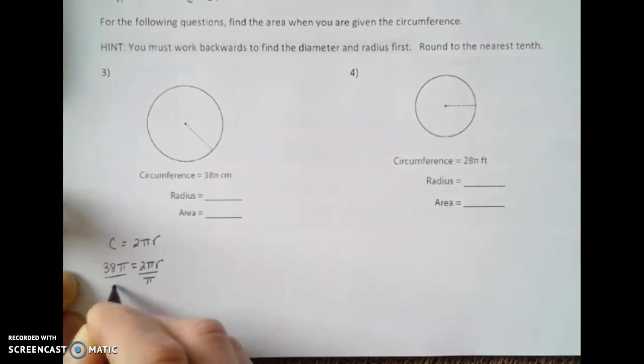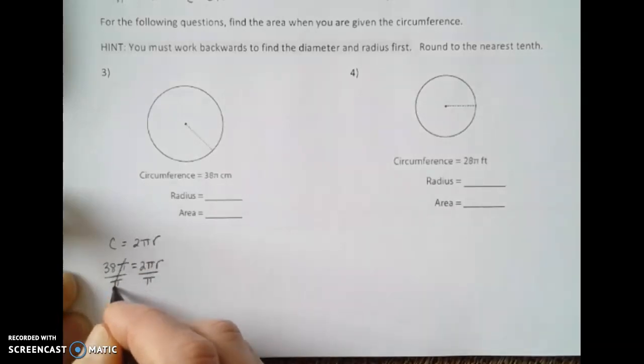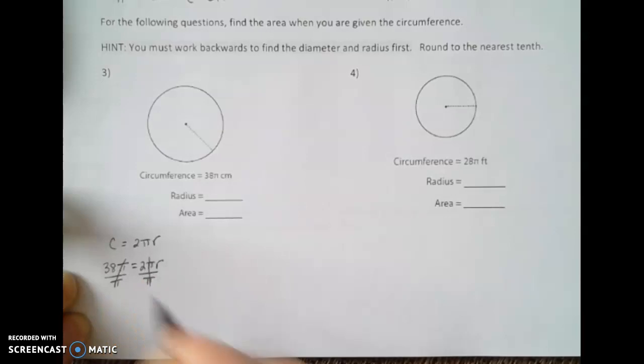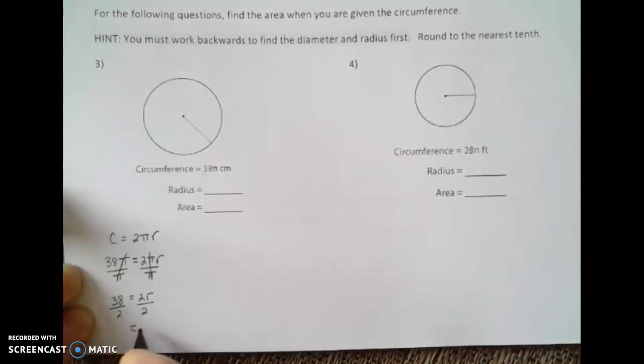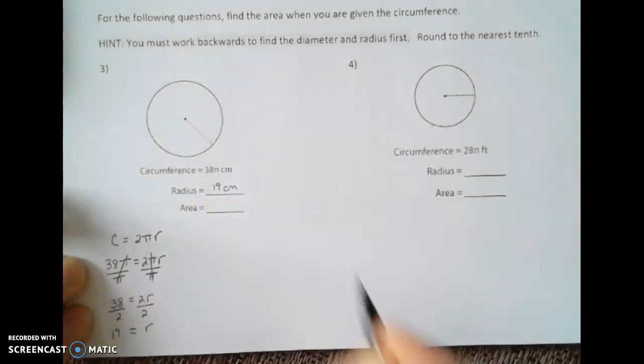Remember that pi is a number, 3.14159 and so on. Any number divided by itself equals 1. So they're going to simplify on the left, and those are going to simplify on the right. So 38 equals 2r. And to get r by itself, now all we're going to do is divide each side by 2. On the right-hand side, 2r divided by 2 is r. And on the left, 38 divided by 2 is 19. So I now know that the radius of my circle is 19 centimeters.